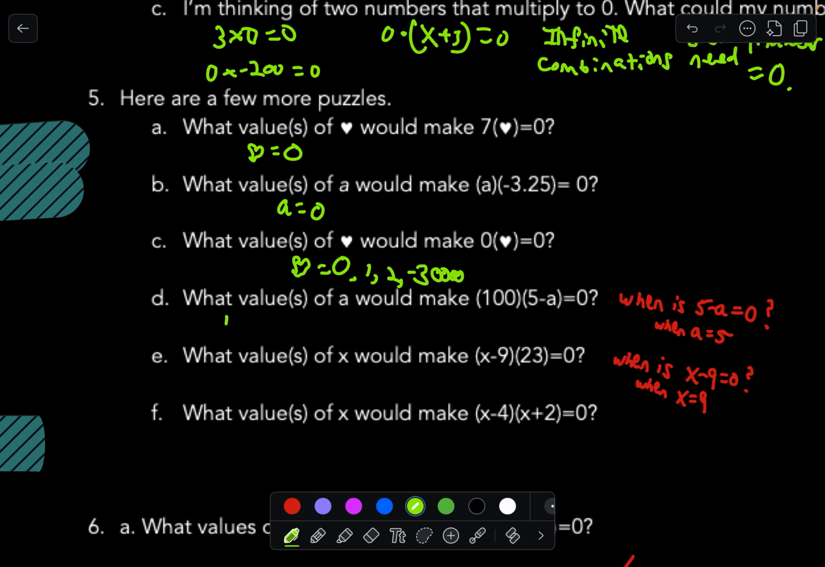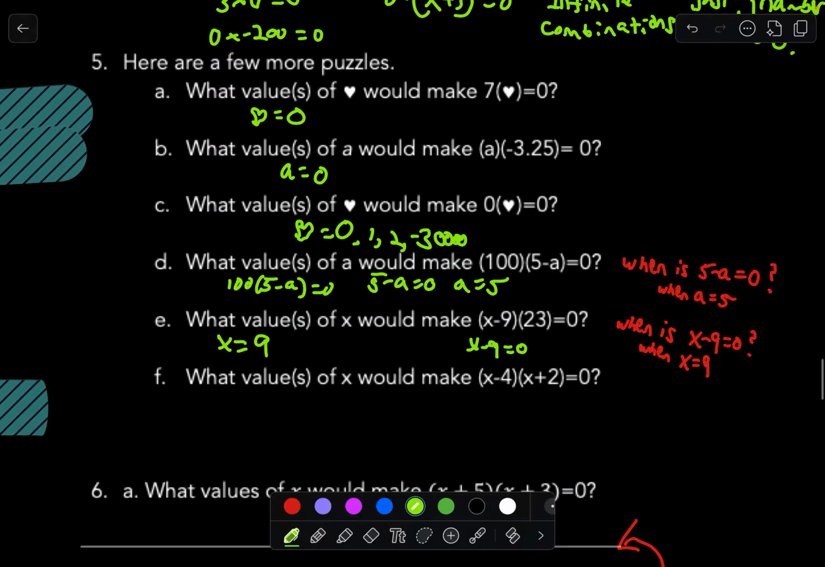Well, we have to figure out what makes 5 minus A equal to 0. So we solve that. We say, okay, 5 minus A equals 0, A equals 5. What values of X would make (X minus 9) times 23 equal to 0? Well, that would just be X equals 9. You basically set X minus 9 equal to 0 and solve by adding 9 to both sides.